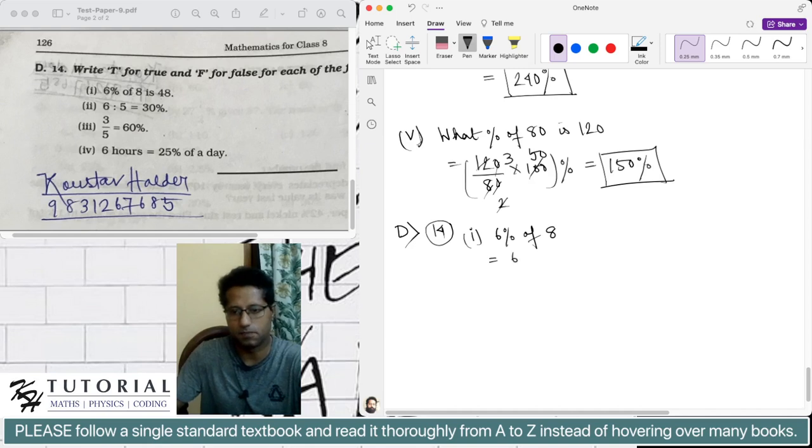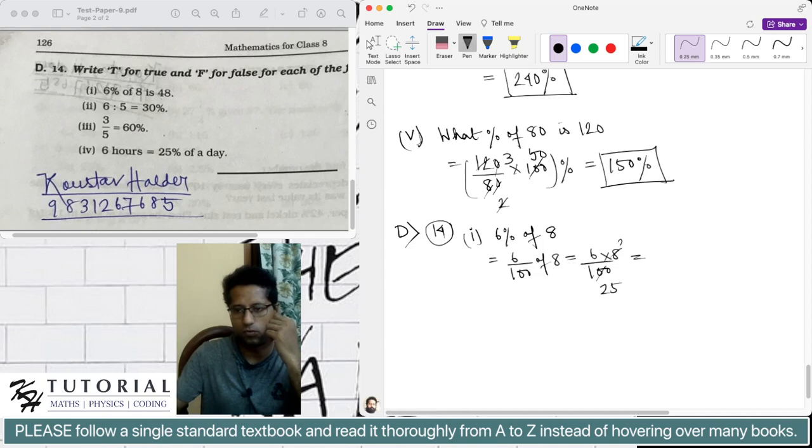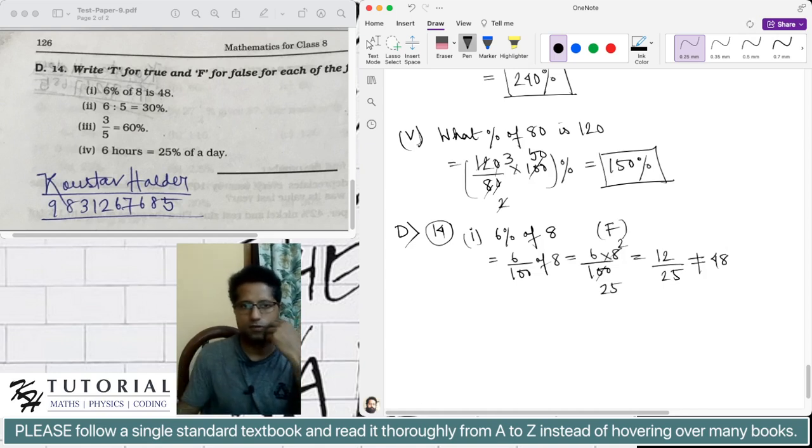6% of 8 means 6% is 6 by 100, and of 8, this is equal to 6 by 100 multiplied by 8. This is equal to 12 by 25, and this is definitely not equal to 48. So the statement is false. 6% of 8 is not 48.